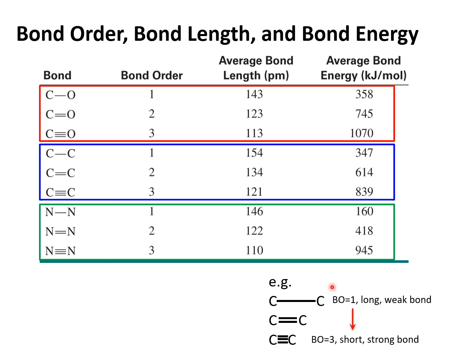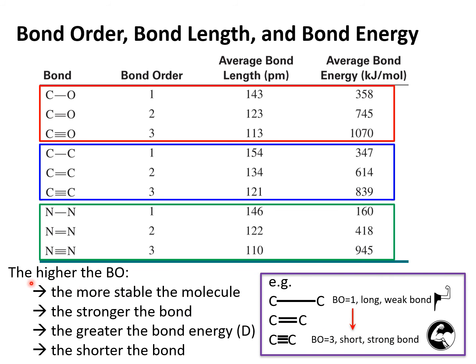So this is just a reminder that the bond order is inversely proportional to the length of the bond and is directly proportional to the strength of a bond. So a bond order of 1 will have a relatively long bond and will have a small bond energy, whereas a bond order of 3 represents a short bond with a high bond energy. Okay? So the higher the bond order, the more stable the molecule, the stronger the bond, the greater the bond energy, and the shorter the bond.